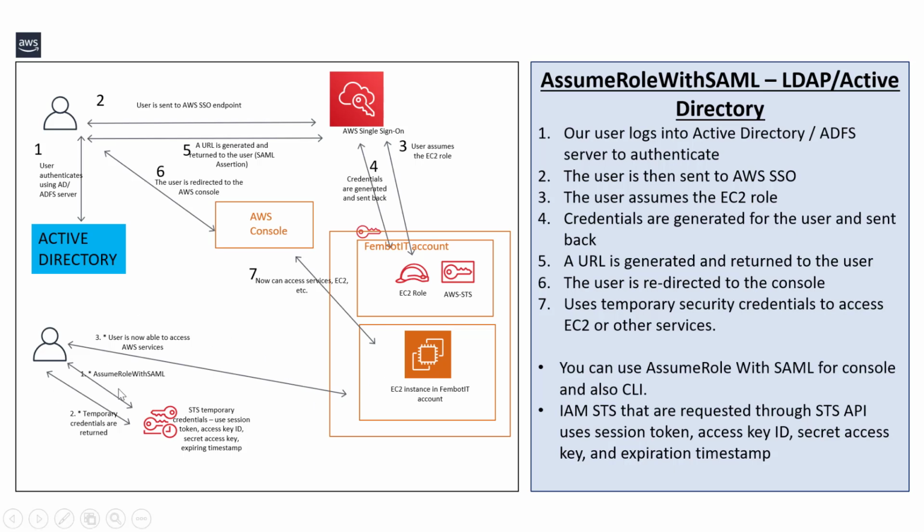And one thing about Assume Role with SAML is you can also use it for the command line. So remember, Assume Role with Web Identity, you cannot use it to log into the console. It was command line only, but this one is both. And it's a similar setup. You assume your role with SAML, you get your temporary security credentials. Those are sent back to the user, and then the user is able to use the command line to get into the EC2 instance or RDS, etc.